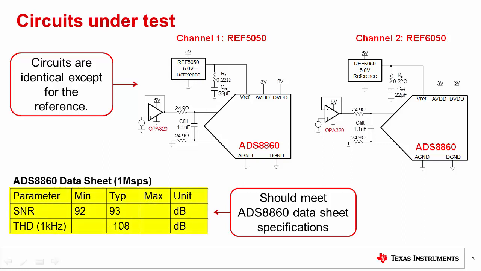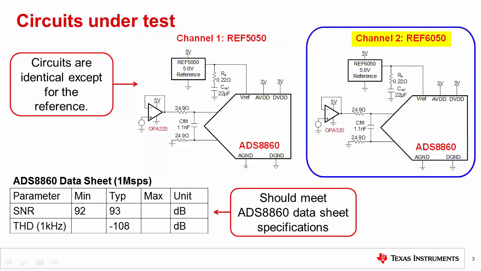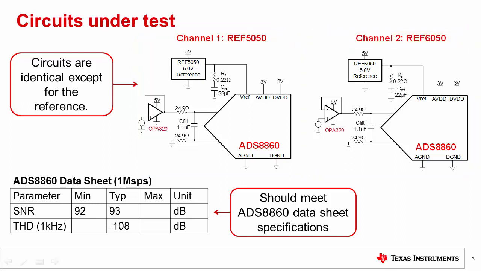For AC performance, our goal is to get the ADS8860 to meet datasheet SNR and THD. For DC performance, we look at settling of the reference after startup. Ideally, the reference is fully settled during the first conversion, and the ADC does not have a transient startup error. Notice that channel 1 is connected to the low bandwidth REF5050, and channel 2 is connected to the wide bandwidth REF6050.